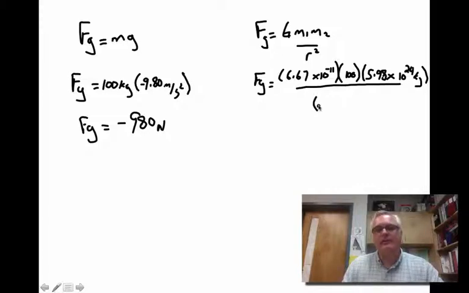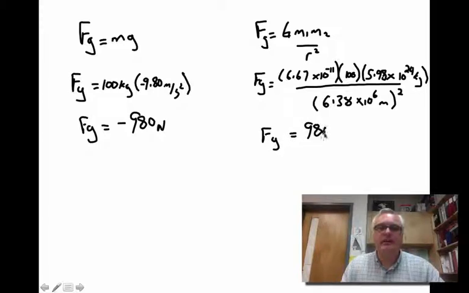Now again, it's the distance between me, the center of mass of me, and the center of mass of the Earth, which for all intents and purposes is just the radius of the Earth. And again, you can look up the radius of the Earth, 6.38 times 10 to the 6 meters from your formula sheet. And don't forget to square that number. And what you find is that you get the same force, 980 newtons. Okay? So these two equations are equivalent to each other. We get the same value.